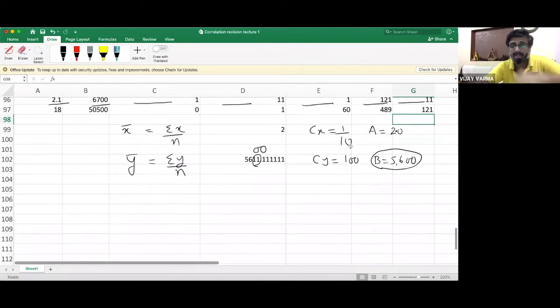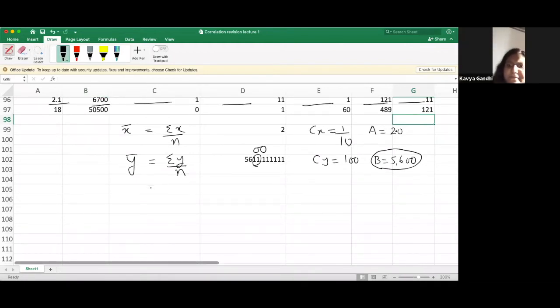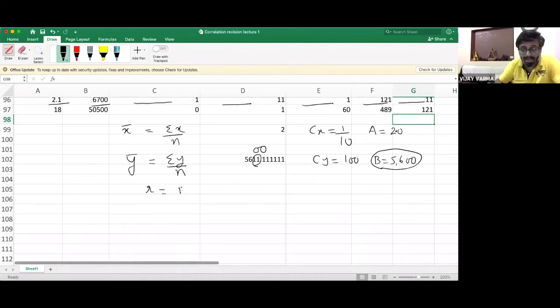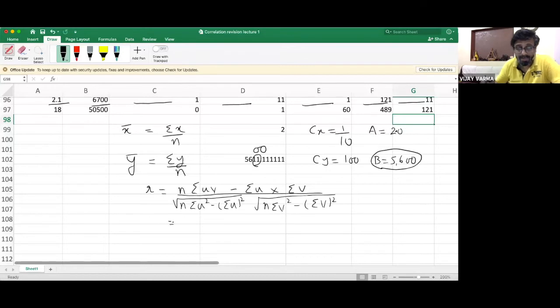Now all of you write down the formula. We'll apply the formula. R equals n sigma uv minus sigma u into sigma v, upon square root of n sigma u square minus sigma u whole square, into square root of n sigma v square minus sigma v whole square. Did you all write the formula?